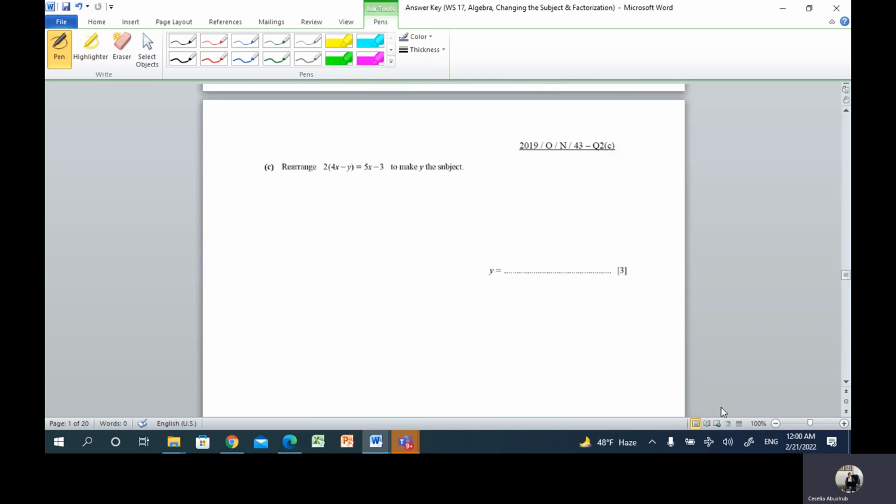Okay, now here they want us to make y the subject. If we have the brackets, we need to always get rid of the brackets. 2 times 4x is 8x, and 2 times negative y is minus 2y, which is equal to 5x minus 3. We're making y the subject.